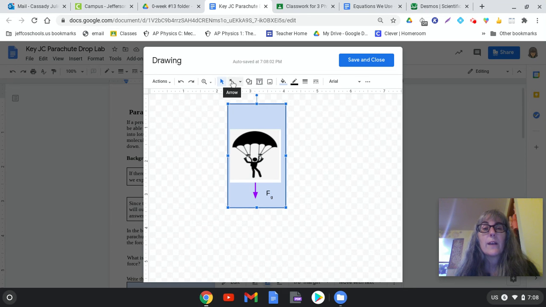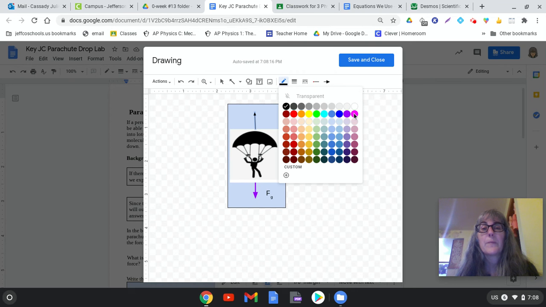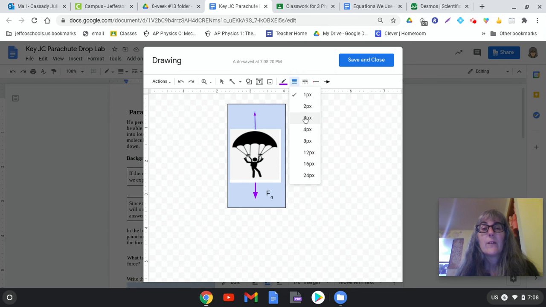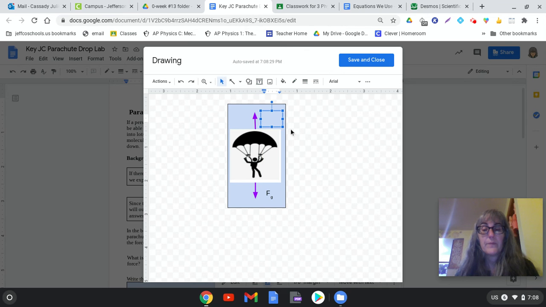Our force that's going up is going to be the air resistance. If we didn't have any air resistance, all we'd have is that force of gravity going down, and it would fall at 9.8. But because we have an air resistance force that's going up, we expect to get less than 9.8. So when we label this, I'm going to call that F air for air resistance.